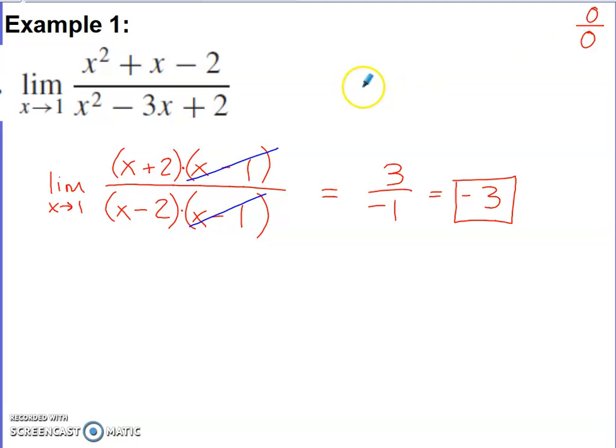Now I did not say that this limit is equal to 0 over 0. 0 over 0 is an indeterminate form. It doesn't have a fixed value. So I'm listing the signal in the upper corner of the page. This is signaling to me that I need to do some algebra and get something to cancel.